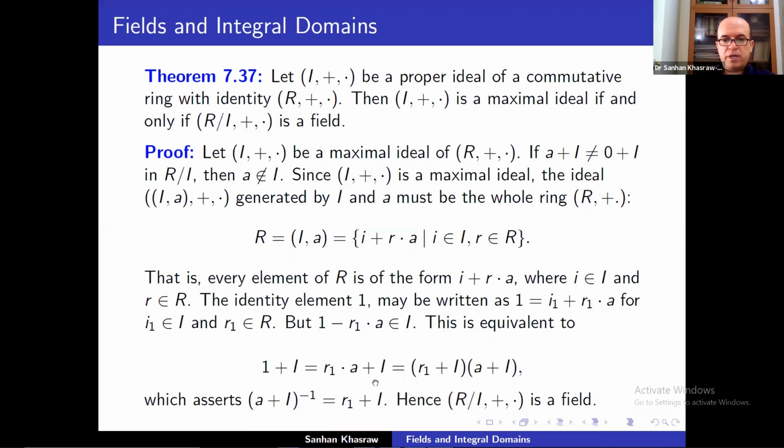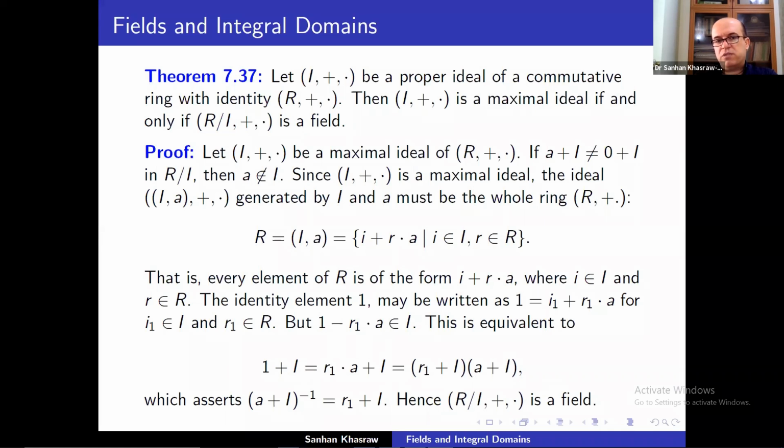By the operation of multiplication in the quotient ring, this is equal to R1 plus I dot A plus I. And 1 plus I is the identity of the quotient ring R over I. So it means the inverse of A plus I is equal to R1 plus I. So this element has a multiplicative inverse. Hence R over I is a field.